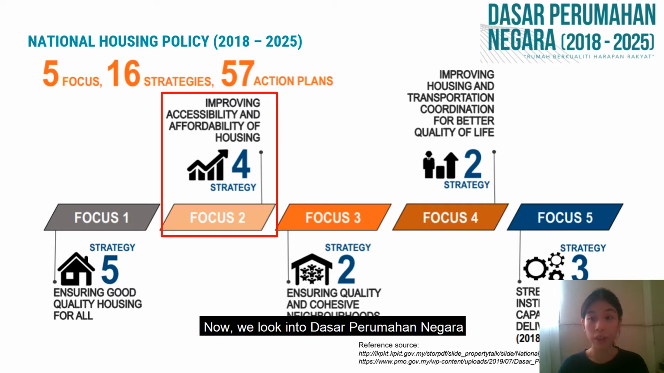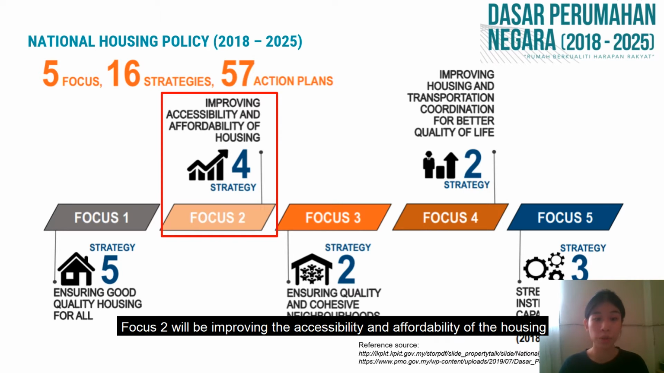Now, we look into the Dasar Perumahan Negara, which is part of the National Housing Policy. There are 5 focuses, 16 strategies, and 57 action plans. Focus 1 is to ensure good quality housing for everyone. Focus 2 will be improving the accessibility and affordability of housing.